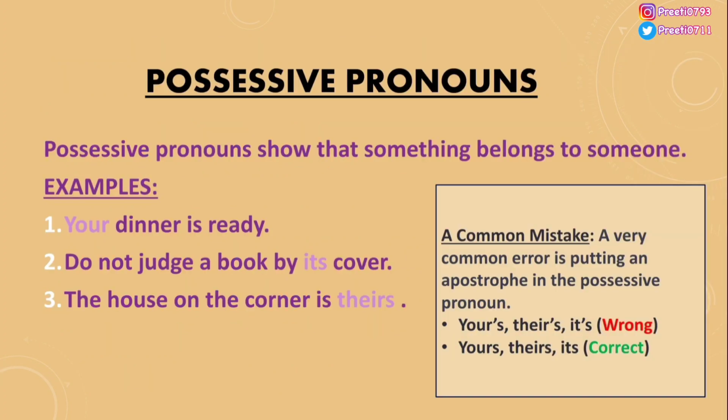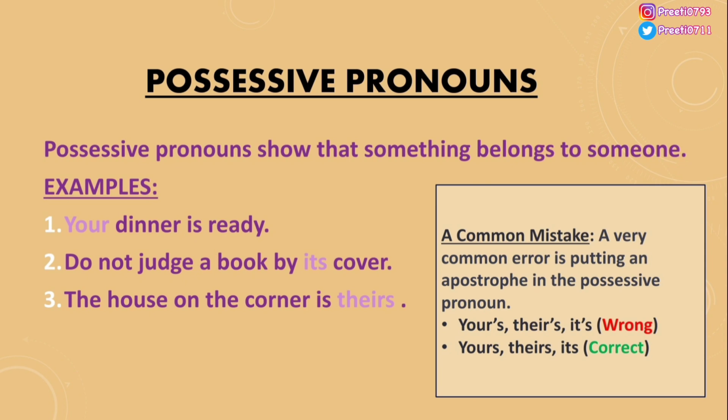Now moving to the second type of pronoun, which is possessive pronouns. Its definition says that possessive pronouns show that something belongs to someone. So we may say that they are used to show possession. For example, "Your dinner is ready." So whose dinner? Your dinner. Okay. "Do not judge a book by its cover." Whose cover? Its cover. So "its" here is referring to the possession of the book, the cover of the book.